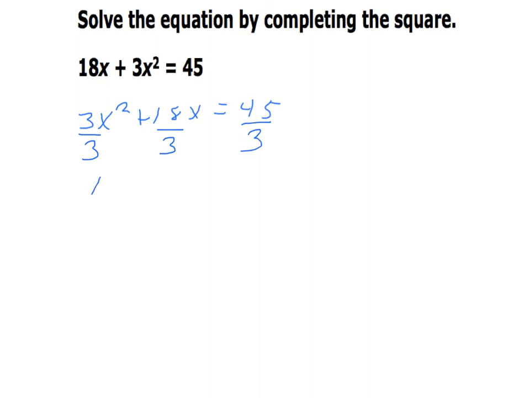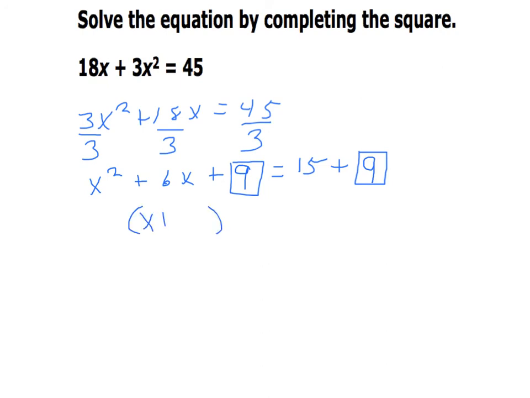After doing that, now I have x squared plus 6x, and I am going to go ahead and put my little square there so I can complete the square, and this gives me 15 plus, and I'll put my little square there. Next, we're going to take half of this and square it. Well, half of 6 is 3. 3 squared is 9. So we're going to add a 9 to both sides. So that will give us, I'm going to go ahead and factor this side because I know it's just going to be x plus half of the 6, which is 3, squared. And over here, I know it's going to be 24.